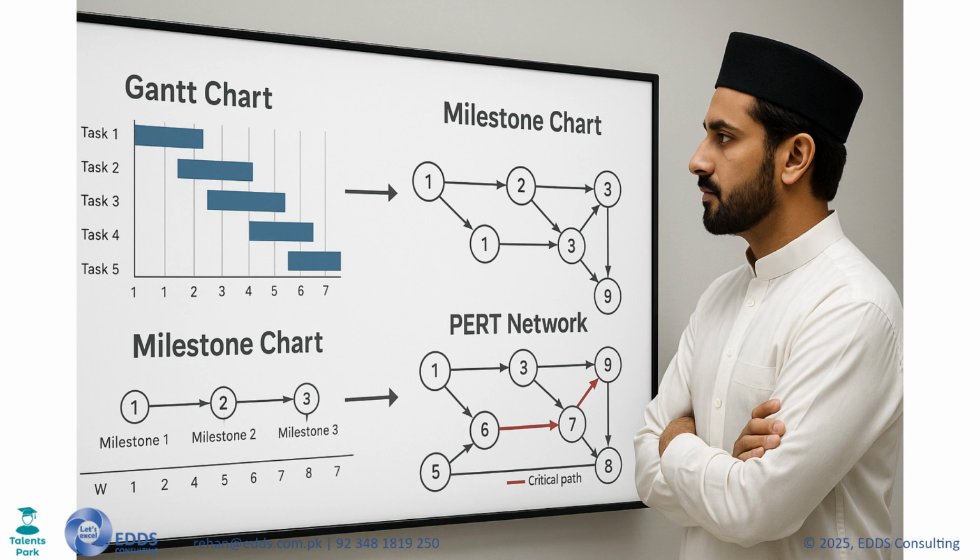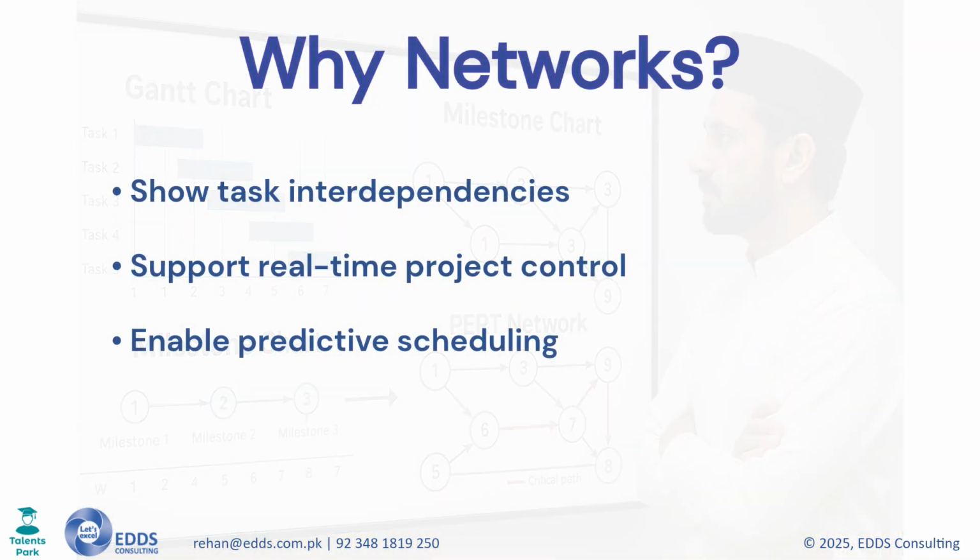Traditional scheduling methods like bar charts are useful, but limited. They don't show how tasks depend on one another. That's where network planning steps in, offering a complete picture of task flow and interdependencies.